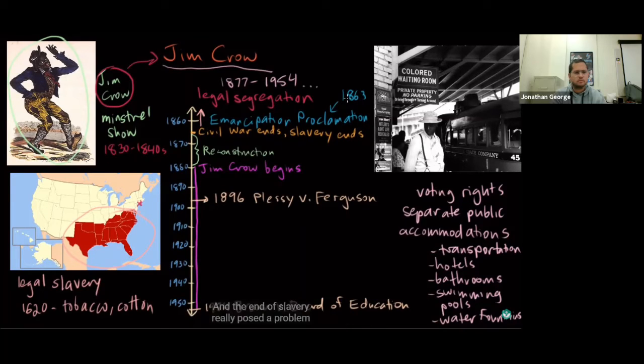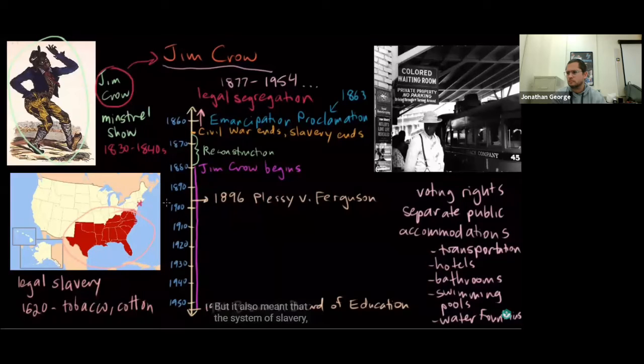And the end of slavery really posed a problem for the states of the South. Now, obviously, this was a wonderful thing for people who had been enslaved. Now they had full freedom to move and work and marry whomever they pleased, at least in theory.